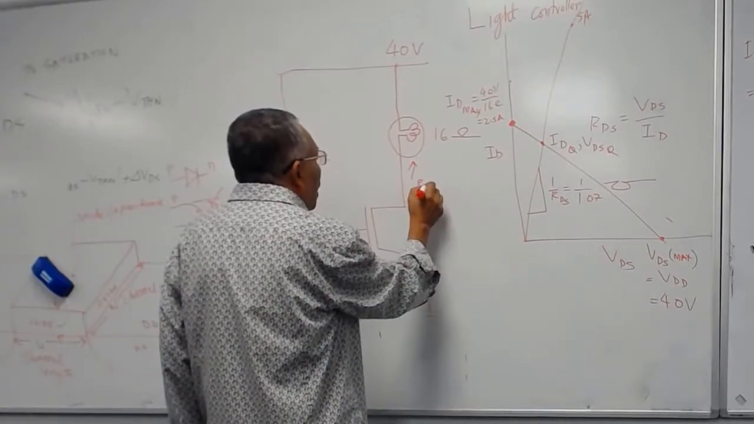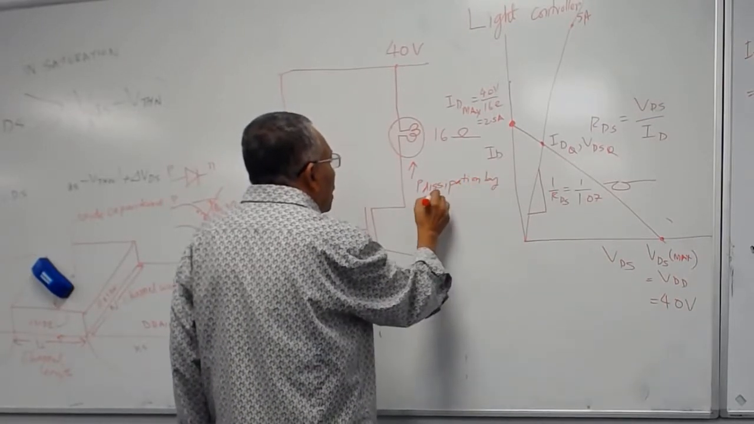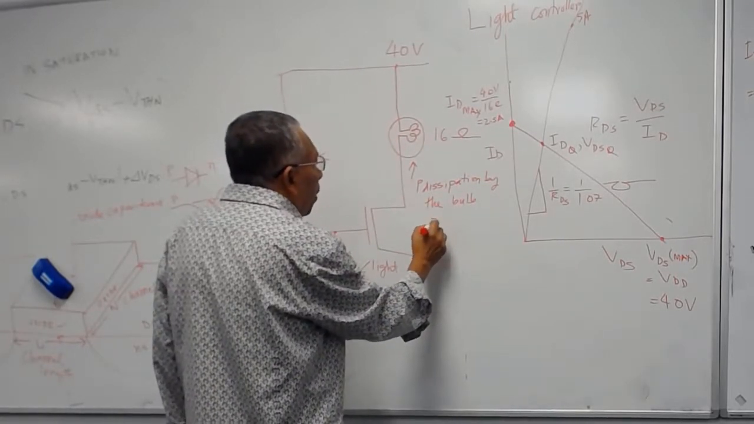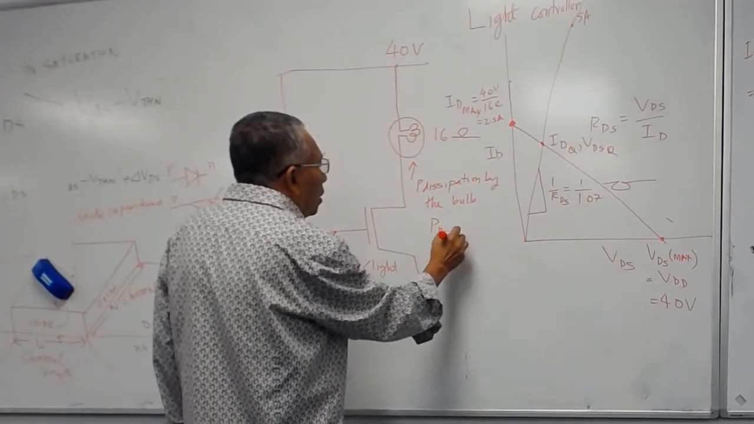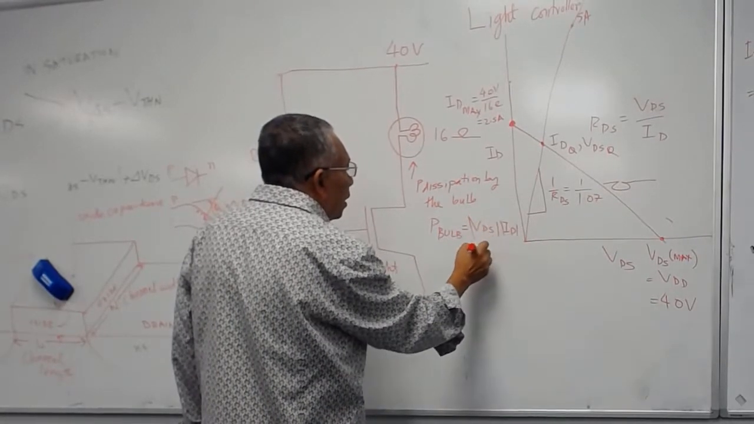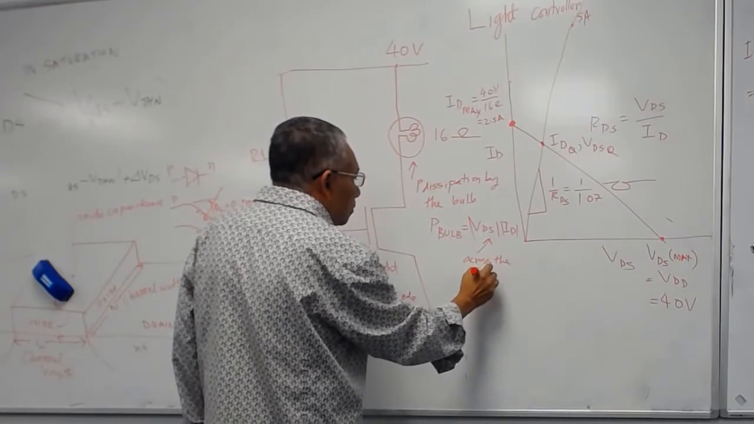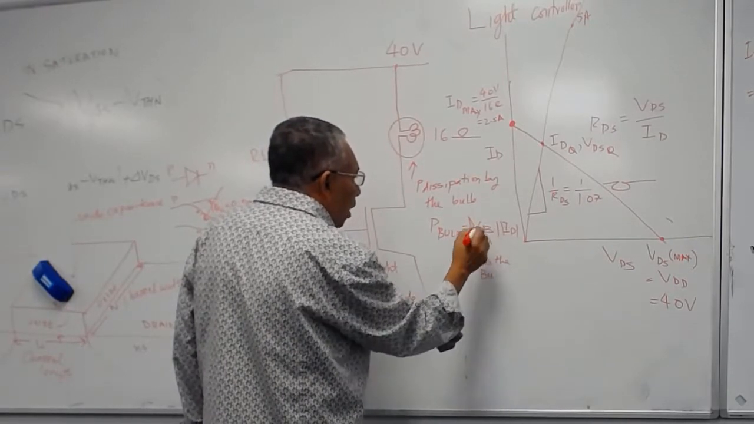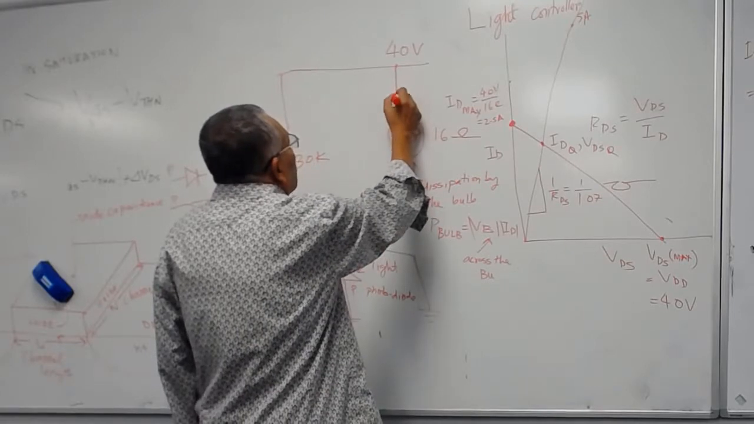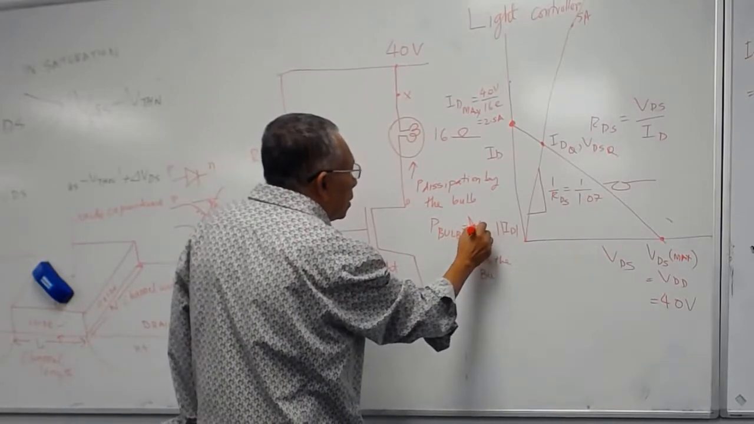Now can you tell me what is the power dissipation by the bulb? How much power is dissipated in the bulb? Power in the bulb is equal to VDS into ID. This VDS is across the bulb. Not VDS, V bulb, across the bulb. You can call this point X, so V DX across the bulb.